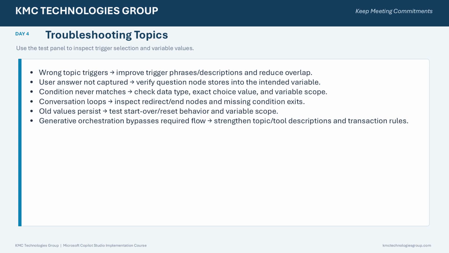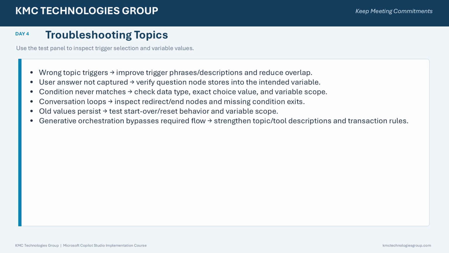When the topic doesn't behave correctly, inspect the conversation systematically. If the wrong topic triggers, improve the trigger phrases and reduce overlap. If a user response isn't captured, verify that the question node stores the answer in the intended variable. If a condition never matches, check the variable's data type, exact choice value, and scope.